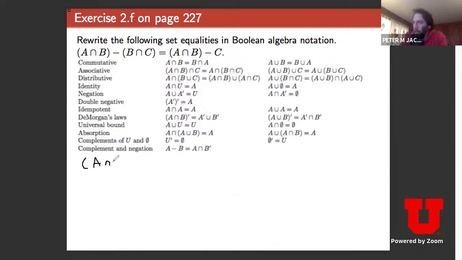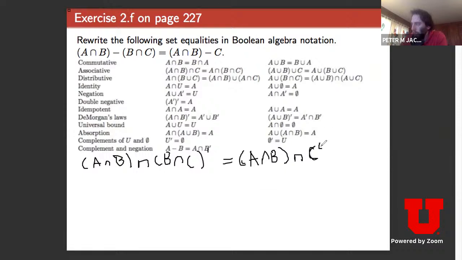This is A intersection B intersection C complement is equal to A intersection B intersection C complement. All right. I guess we use a prime for that. Okay. So, all right. So now we're ready to do the translation.